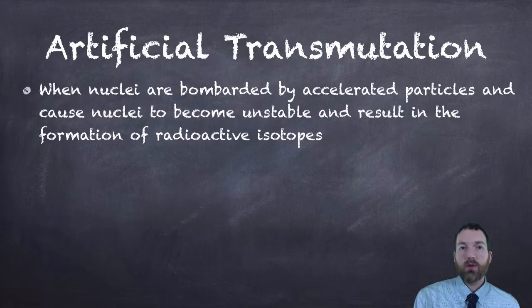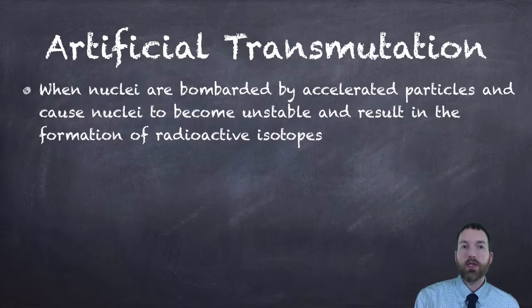So next we're going to talk about artificial transmutation. Those previous examples were natural transmutation. This is transmutation that just happens on its own. You don't need to do anything. These particles are naturally radioactive due to their ratio of protons and neutrons in their nucleus. They just spit out this radiation all on their own naturally.